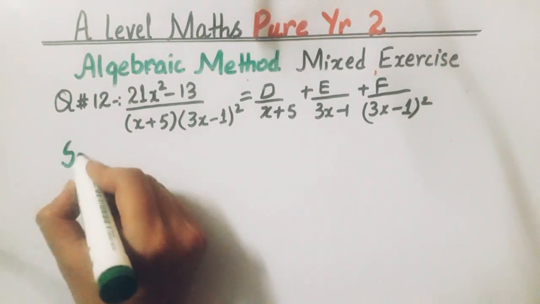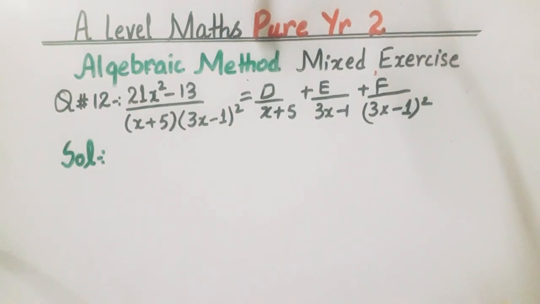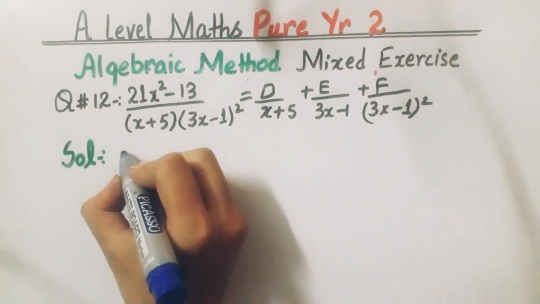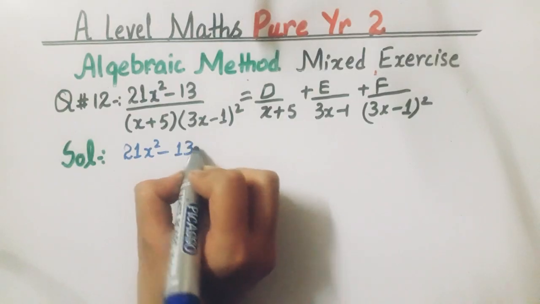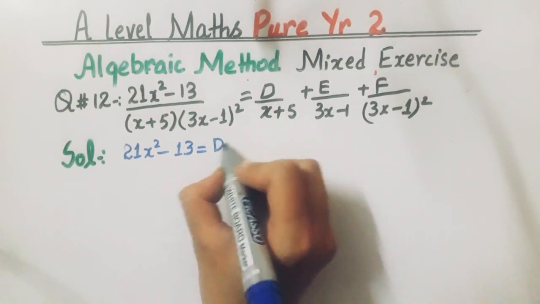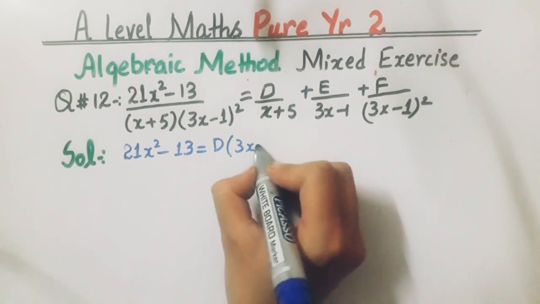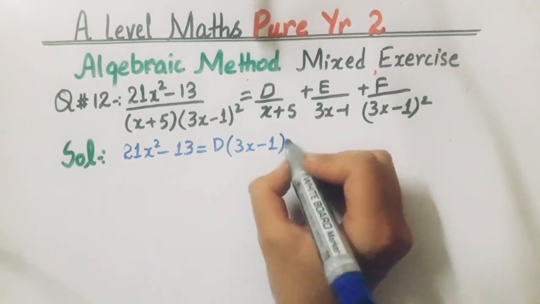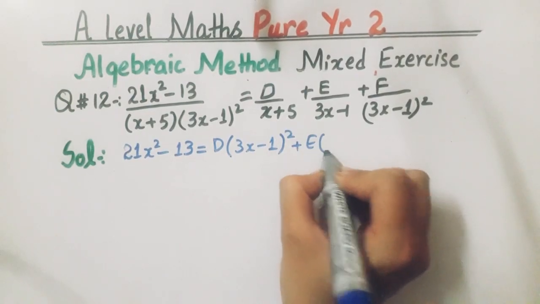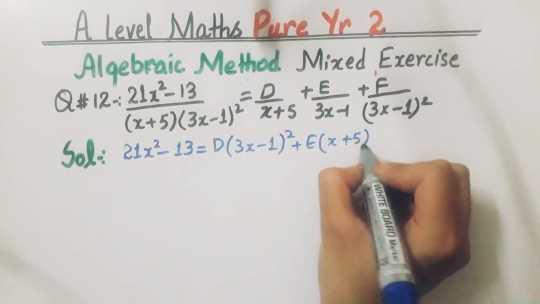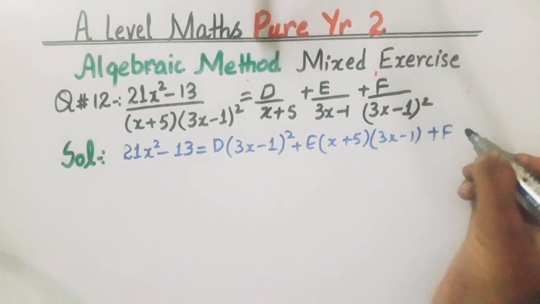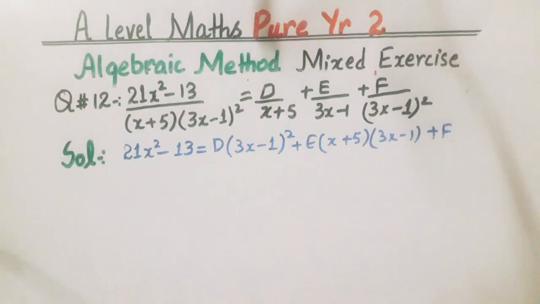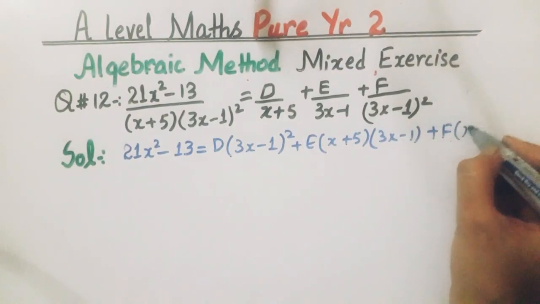We will solve this as, take the LCM of this. So that gives 21x square minus 13 equals d into (3x minus 1) whole square plus e into (x plus 5)(3x minus 1) plus f into (x plus 5).